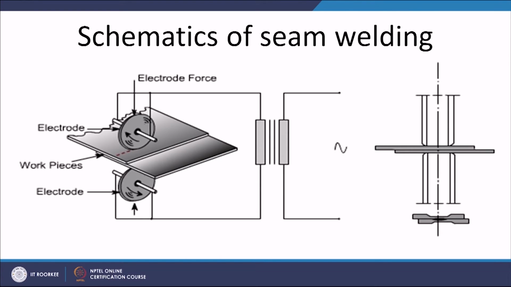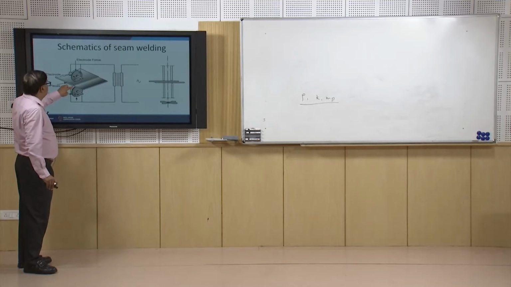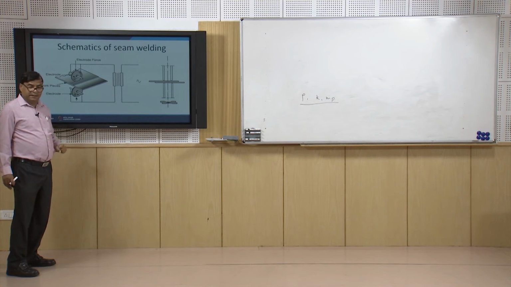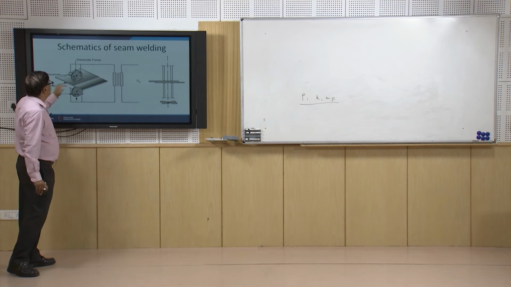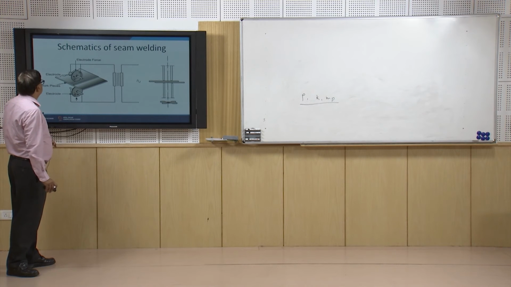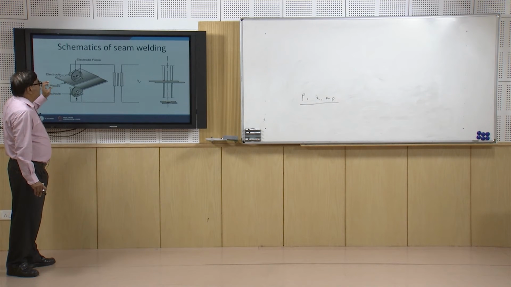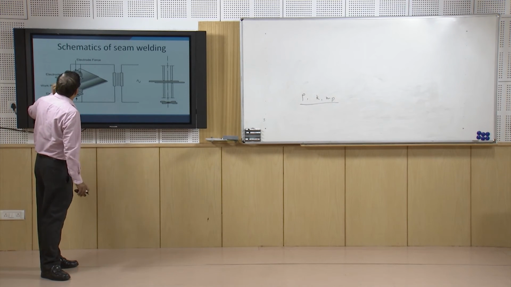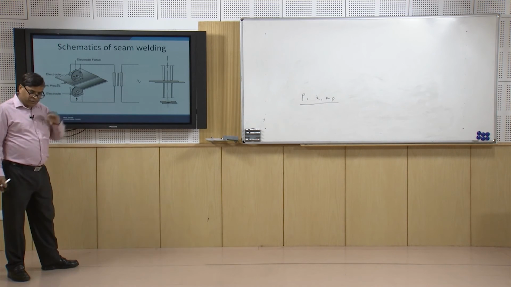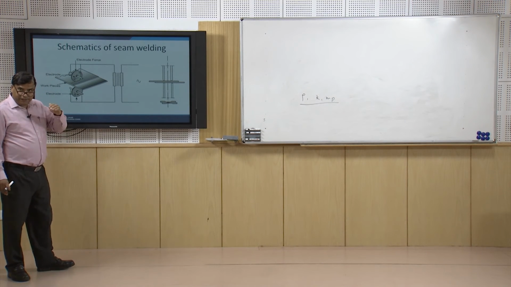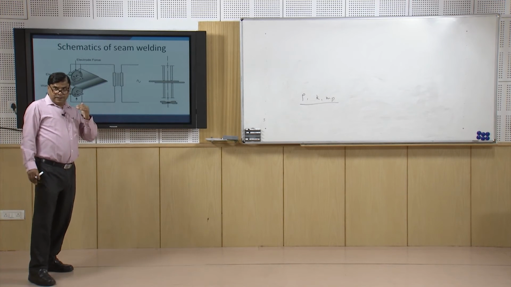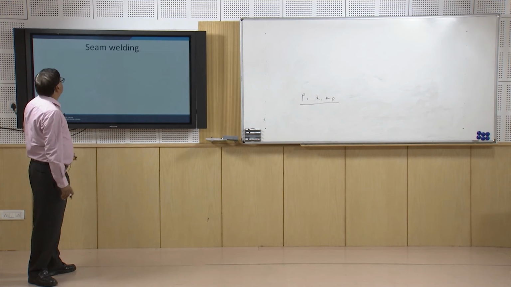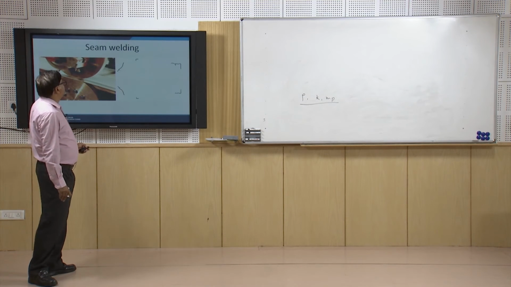The kind of arrangement used here is that two overlapping plates are kept one over the other, and the roller applies pressure as well as feeds the current. So when the sheets are rolled between the rollers, the welding is performed. When the sheets are passed through the rollers, as per the kind of supply of welding current, there may be continuous nugget formation or intermittent nugget formation. Which kind of nugget will be formed is what we will see here.